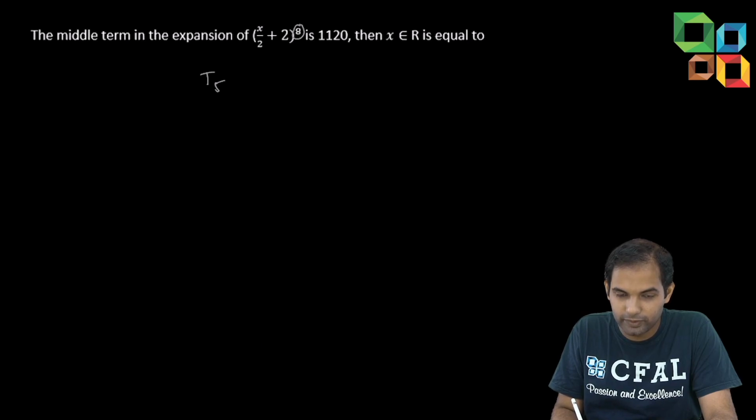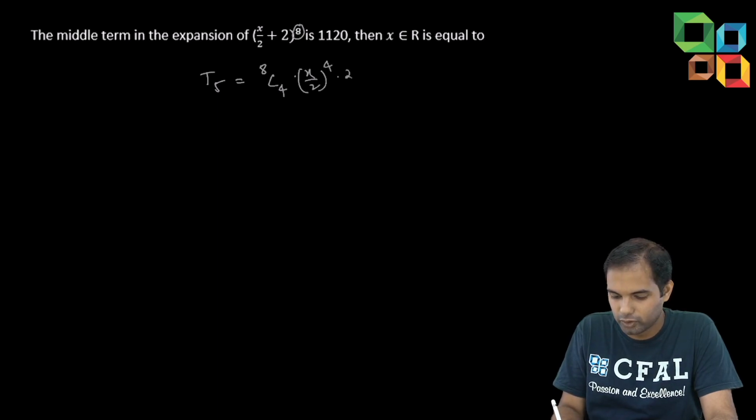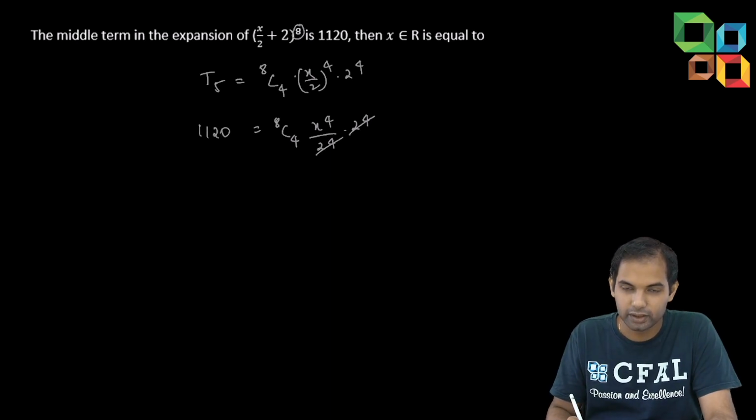So what is the 5th term? 5th term is nothing but nCr, and in this case it will be nC4. Let me write n also. So 8C4 into (x by 2) whole power 8 minus 4, which is 4, into 2 power 4. This gives me 8C4 x power 4 by 2 power 4 into 2 power 4. So these two will get cancelled. We know that this term is equal to 1120. Then we try to figure out what x is.